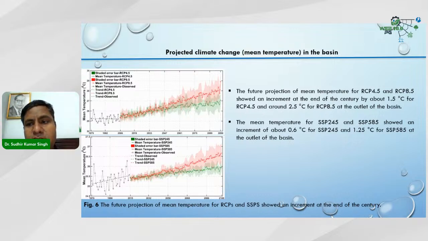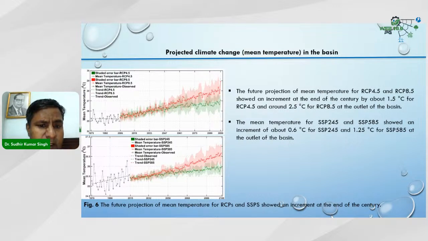So if we consider RCP 4.5 and RCP 8.5, RCP 4.5 shows an increase of around 1.5 degrees centigrade, and RCP 8.5 shows an increase of around 2.5 degrees centigrade in the basin. Actually, I am showing this assessment at a basin scale. Similarly, SSP 245 and SSP 585. SSP 245 is the baseline or moderate scenario. For the baseline scenario, the increment was around 0.6 degree centigrade, and for SSP 585 it is around 1.25 degrees centigrade.